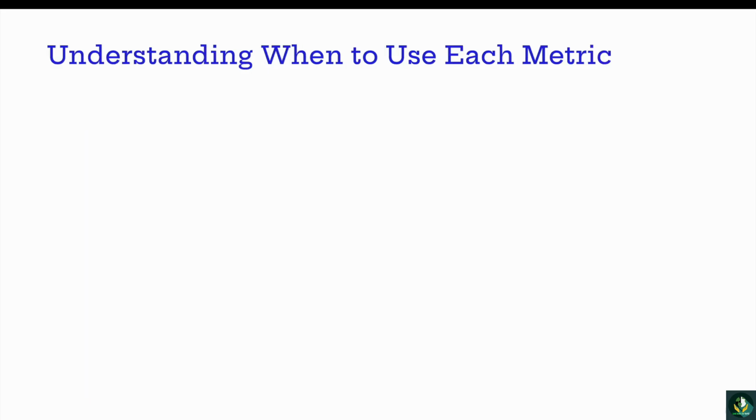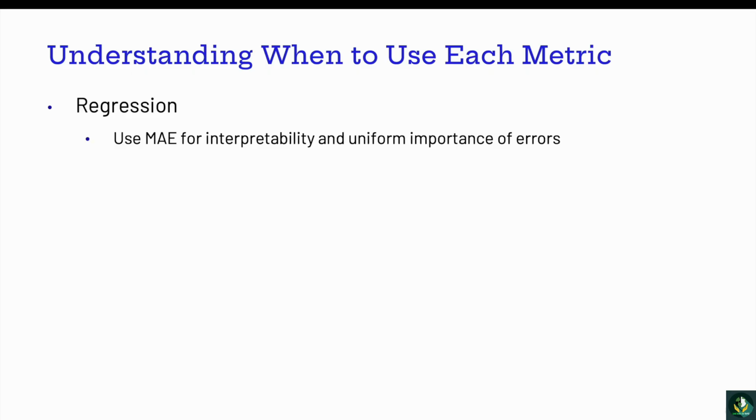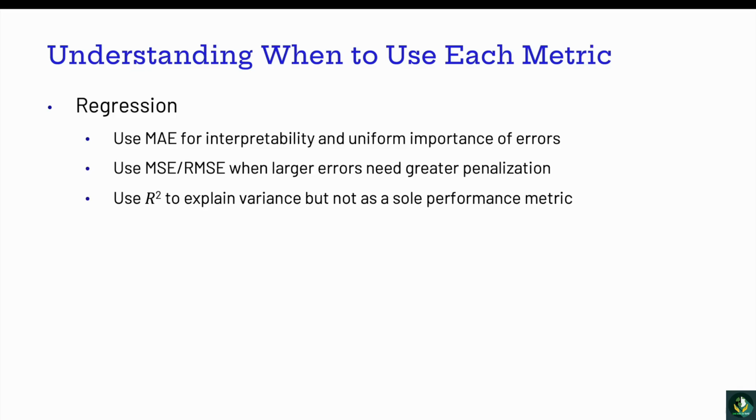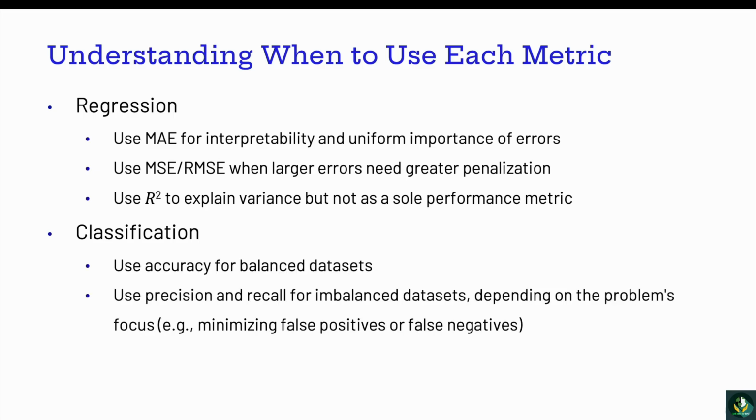Next, let's understand when to use any of these metrics. So in regression, we use MAE for interpretability and uniform importance of errors. We use MSE or RMSE when the larger errors need greater penalization. And we use R square to explain variance but not as a sole performance metric. Then in classification, we use accuracy for balanced data sets. We use precision and recall for imbalanced data sets depending on the problem's focus.